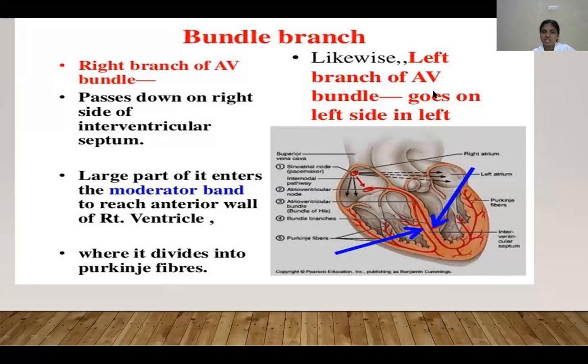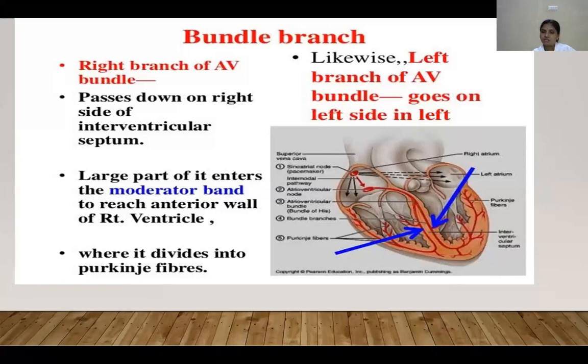Whereas the left branch goes to the left side. How is it divided? Within the interventricular septum, it divides into anterior and posterior sets of branches, which reach the corresponding bases of the anterior and posterior papillary muscles. But on the right side, it passes first into the moderator band, from the interventricular septum to the base of the anterior papillary muscle. That's why it is known as the moderator band.